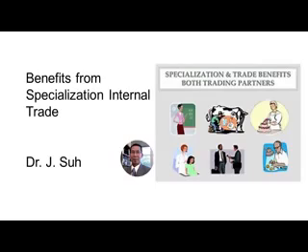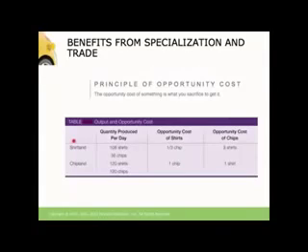Now let's talk about the benefits from specialization and trade. Suppose we have two countries, one called Shirtland, another called Chipland. Shirtland and Chipland can each produce shirts and chips. Now we can look at how much each country can produce. Here let's look at Shirtland. Suppose Shirtland can produce 108 shirts per day, or 36 chips per day.